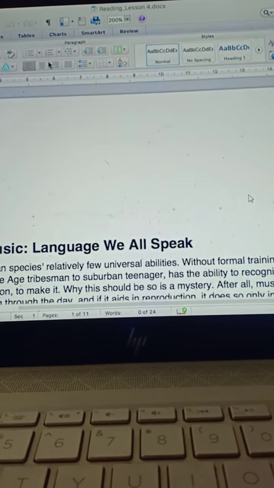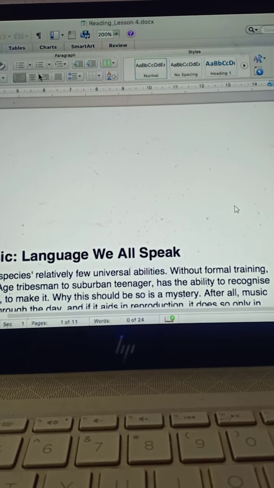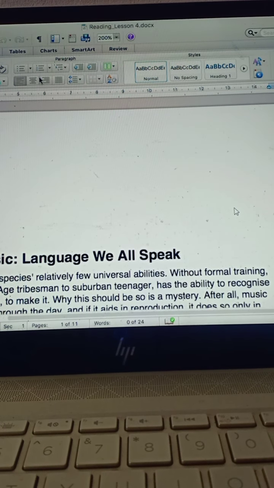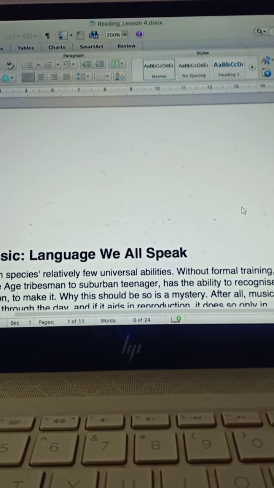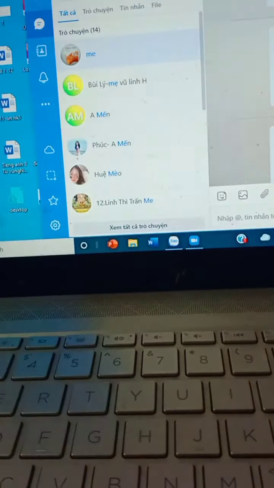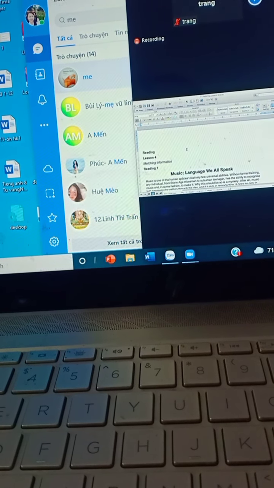Note completion or table completion. And the second one that we have been through is the heading matching, in which you have to find out the main ideas of the paragraph or of a section. And you will also have a lot of practice for the two skills of scanning and skimming.